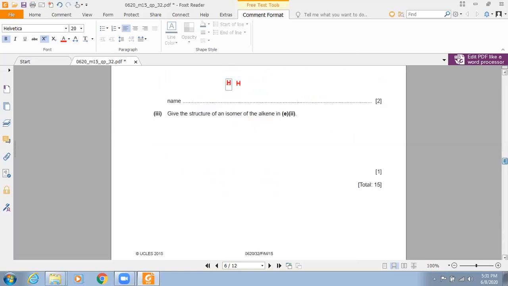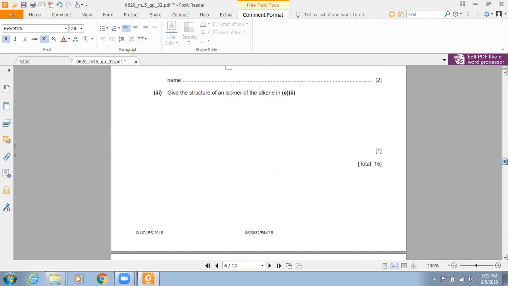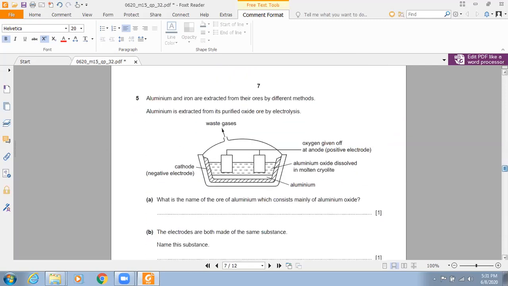Give the structure of an isomer of the alkane. So structure of an isomer. So if I have drawn already but-1-ene, you can draw but-2-ene, right? But-2-ene, and I hope you know how to draw this one. Okay, come to this question.